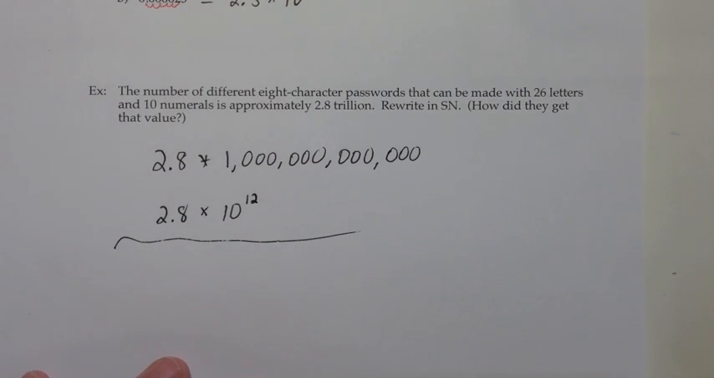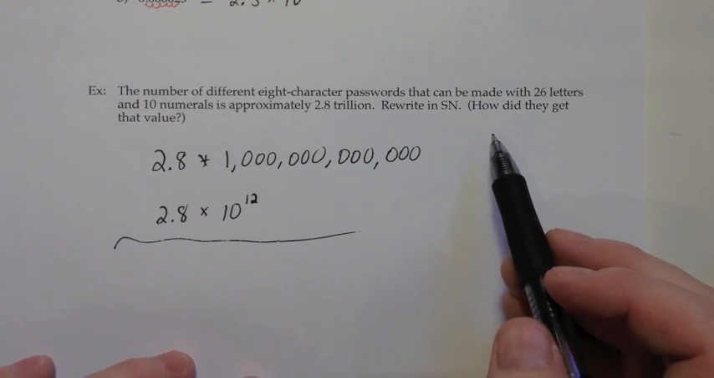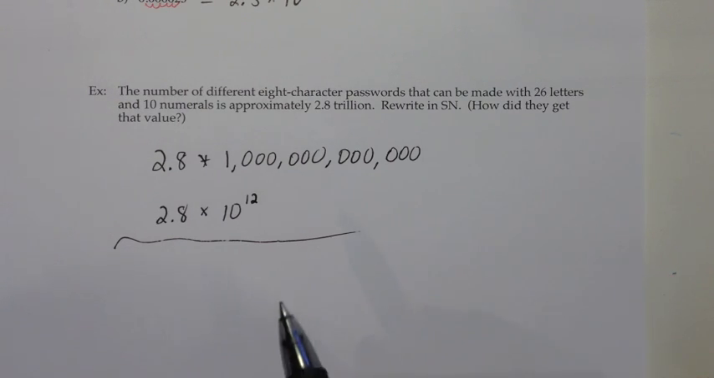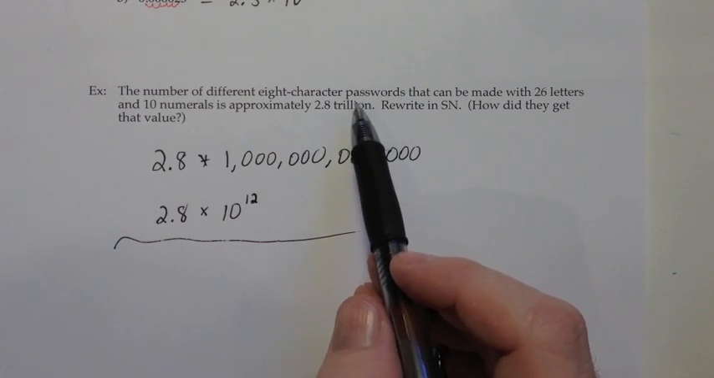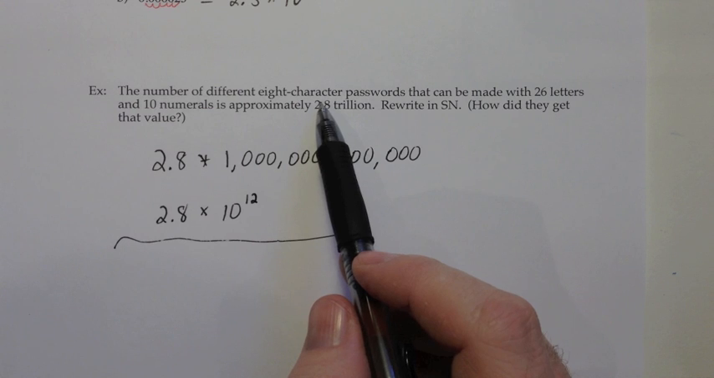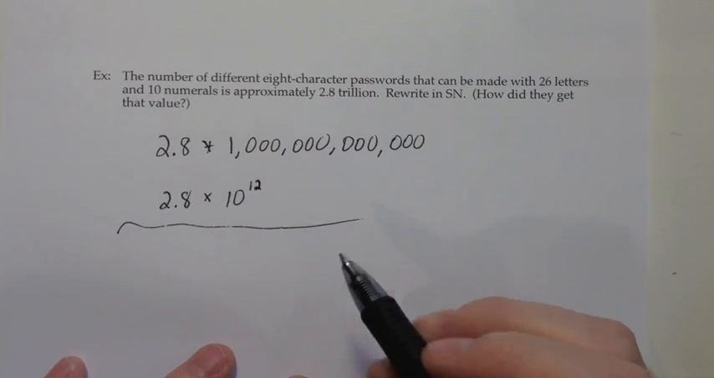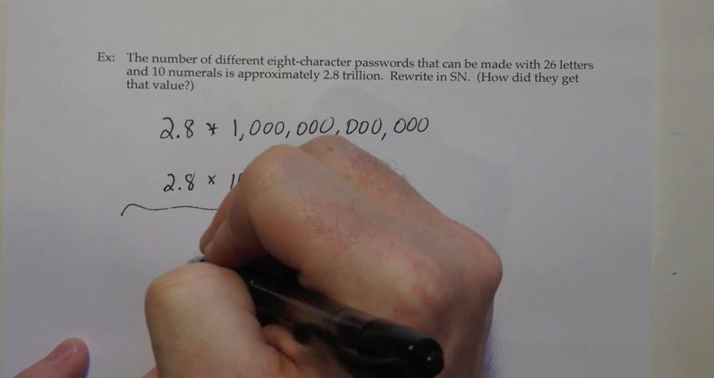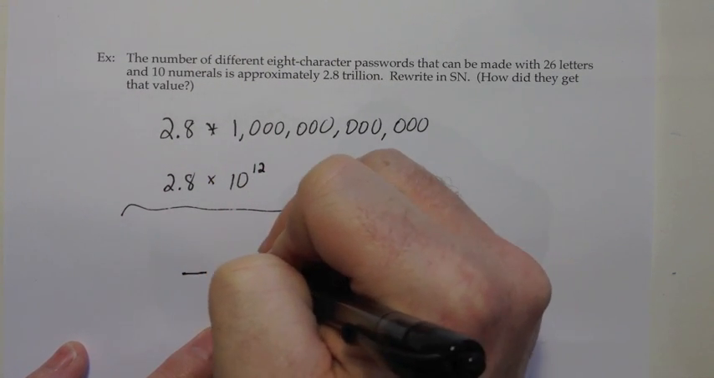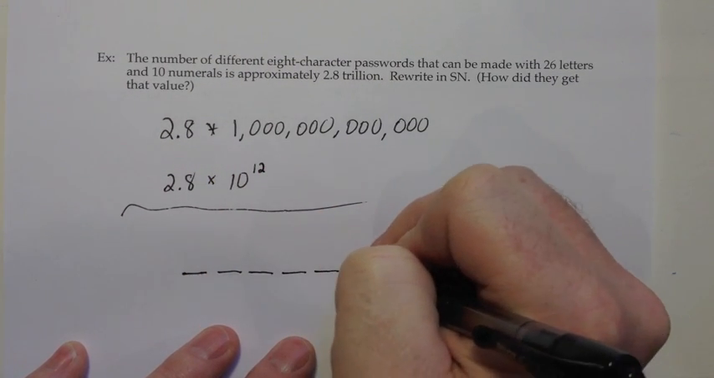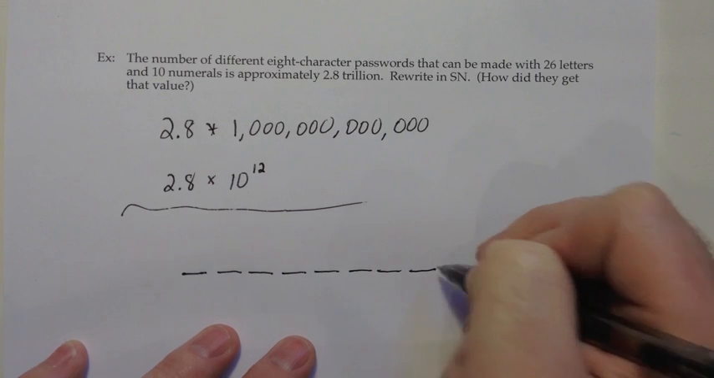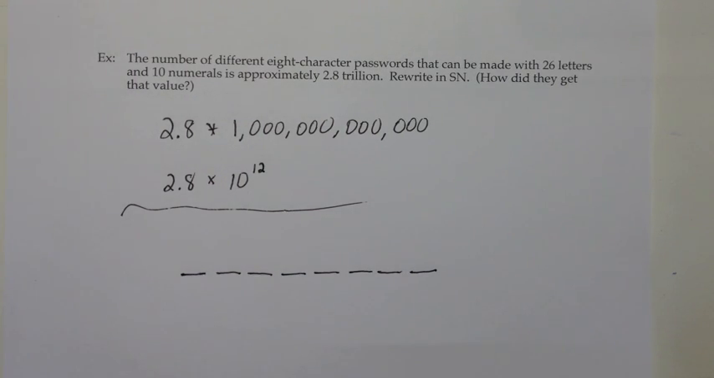Alright, that ends that problem, but then there's this part in parentheses. How did they get that value? So let's say we were trying to make a password. We were going to type 8 characters, and they told us every character can be either a number or a letter. Then each time you go to, well, let's just kind of write it out as a fill in the blank. You have 1, 2, 3, 4, 5, 6, 7, 8 different choices that you're going to make.